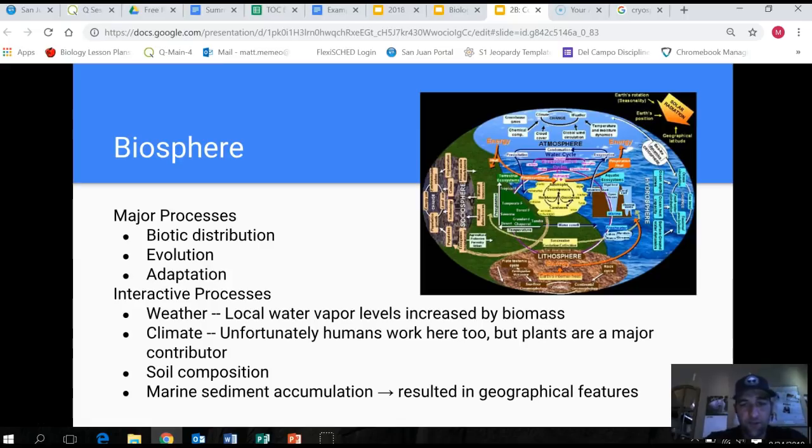Marine sediment accumulation. So when we look at the bottom of the ocean floor, we're going to see marine organisms die and accumulate. So we create new types of rocks. So limestone being one of those main ones, where we're going to see the remains of dead organisms being incorporated into those different types of rock. And so we're going to see possibility for new geographic features at the bottom of the seafloor. So all those processes are going to be interactive.